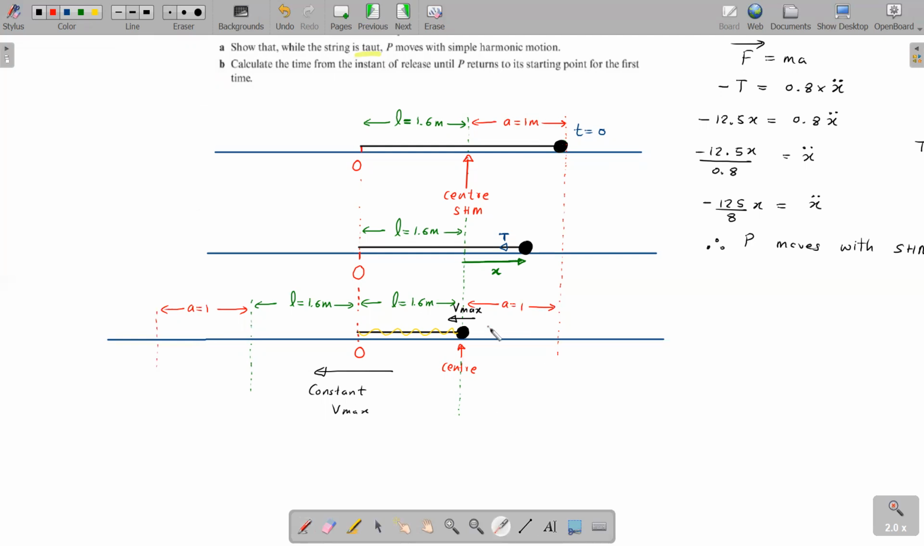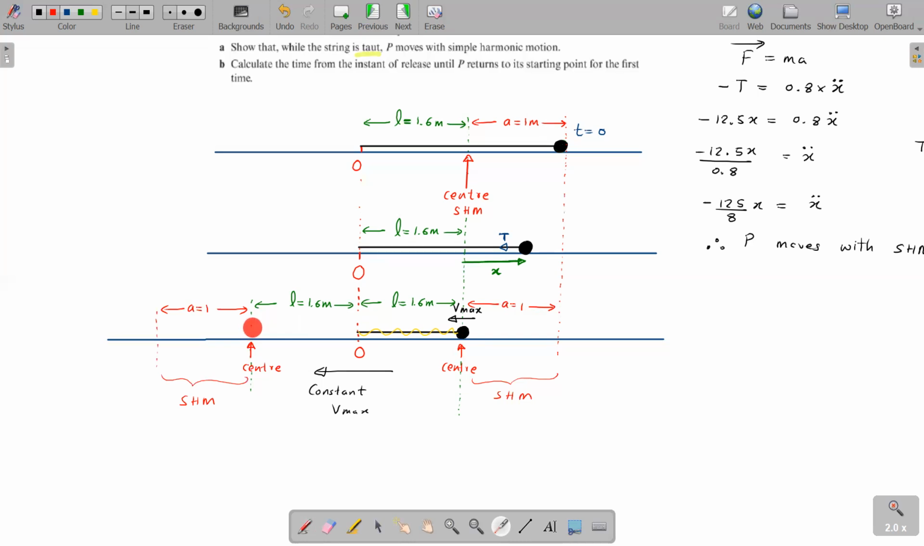Okay, so basically what's happening here is your simple harmonic motion, SHM, is split at the two ends where the string is taut. So you will have two centers for your simple harmonic motion. In between, the string is slack, and in the portion where the string is slack, the particle will move with constant velocity.